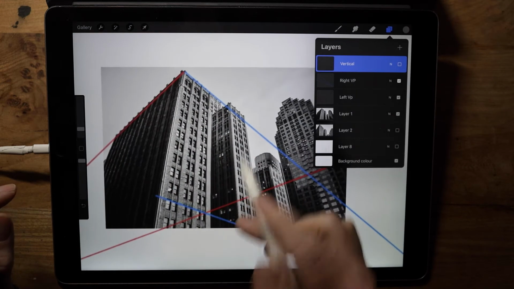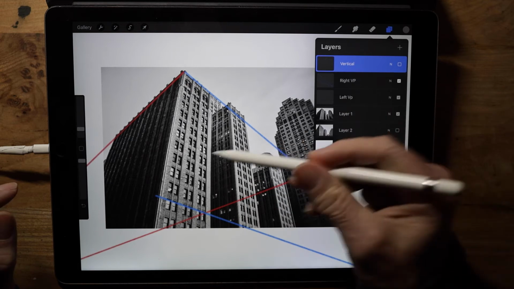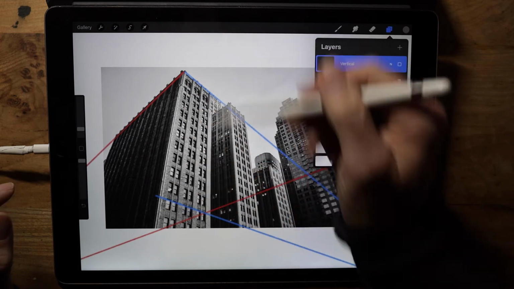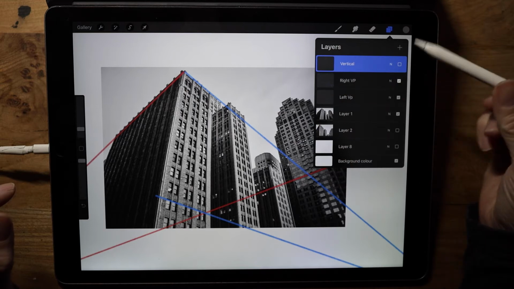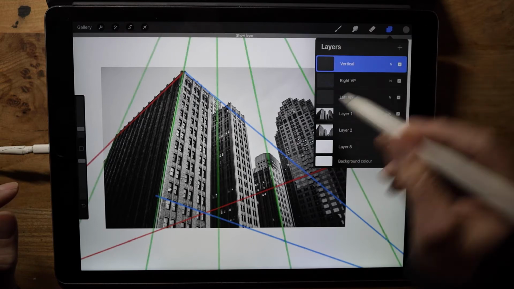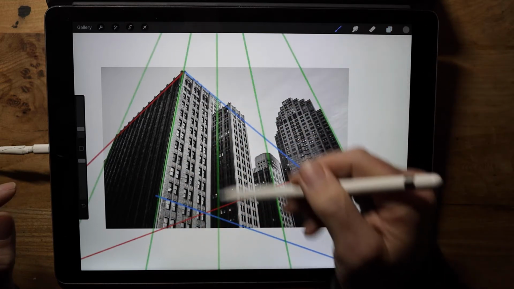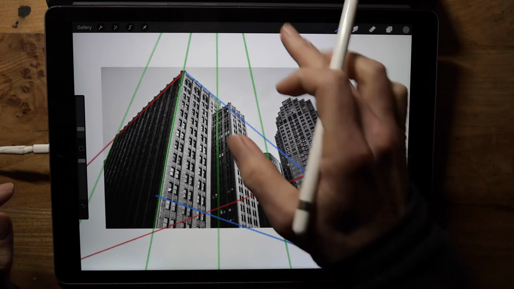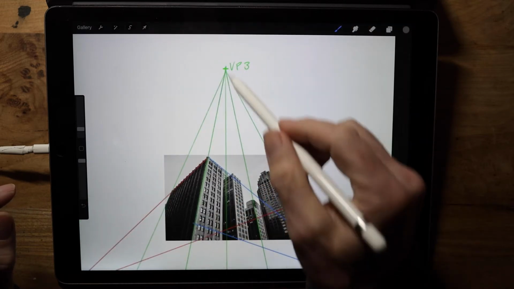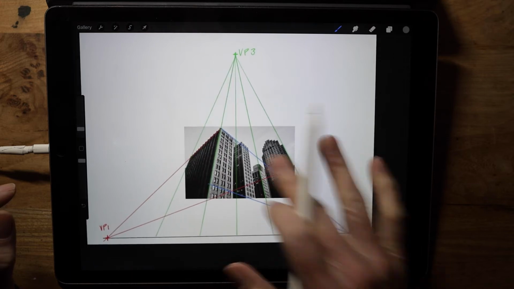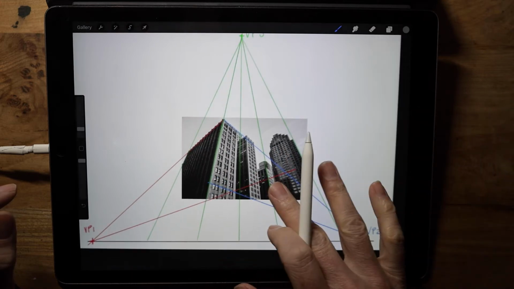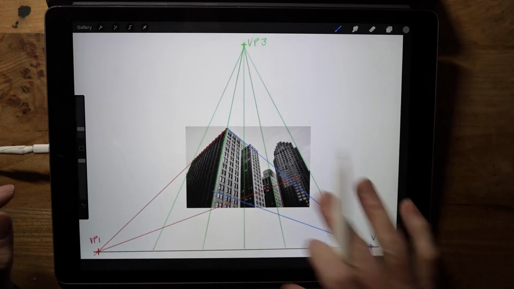And then, because this is a three-point perspective, with these verticals going off to a vanishing point as well, I've traced those as well. So here we are tracing the corners of the buildings all the way up until they meet up in the sky, and there's our third vanishing point. And there's a three-point perspective.